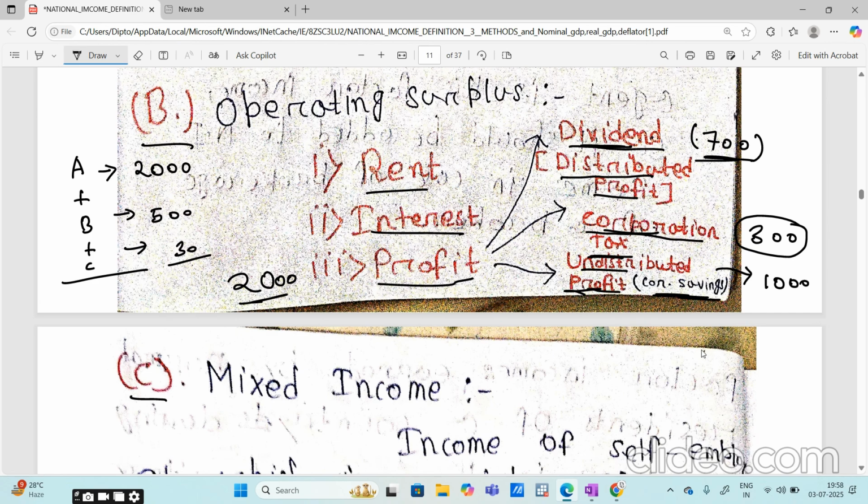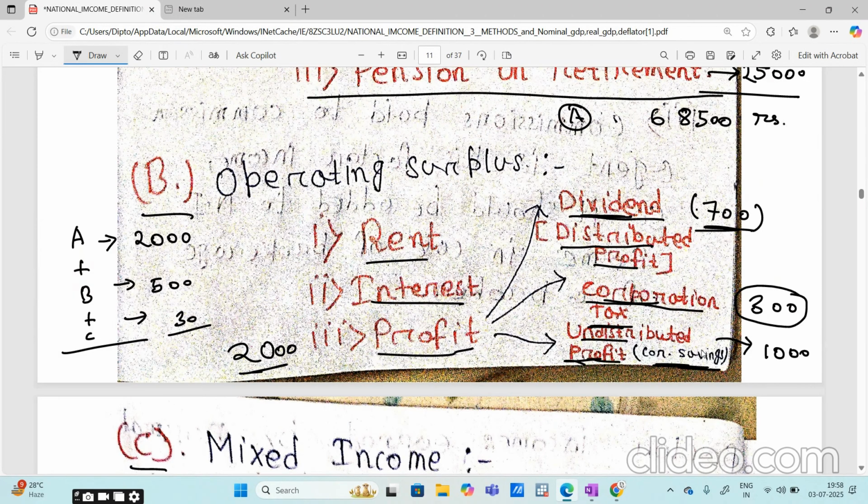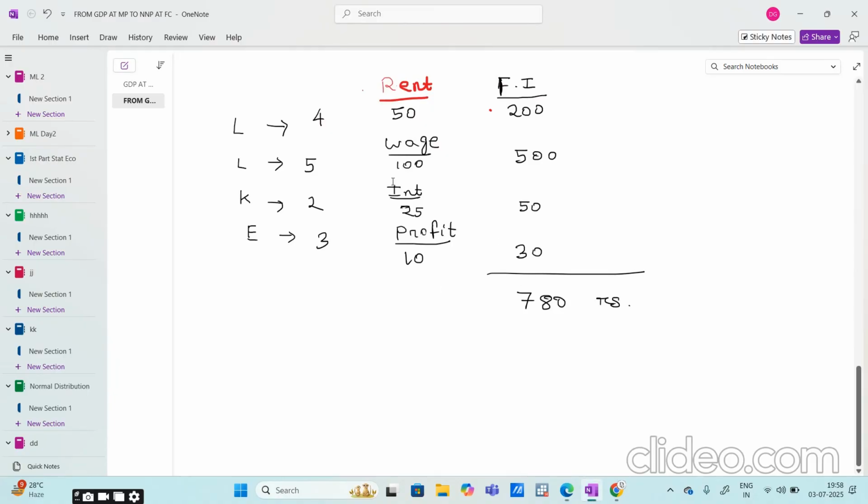And mixed income. Before going into mixed income, let me show you something. As I have told you earlier, there are 4 factors and 4 factor incomes, right? And if you add these 4 factor incomes, you will basically get the national income in some way. Now what are those 4 factor incomes? Rent, wage, interest and profit.